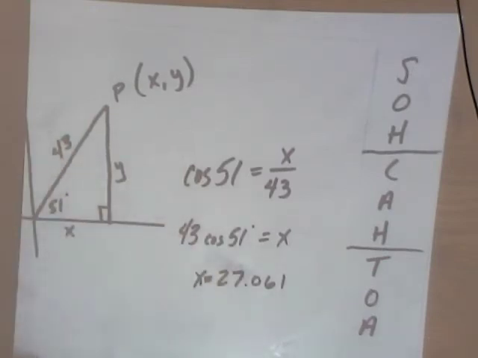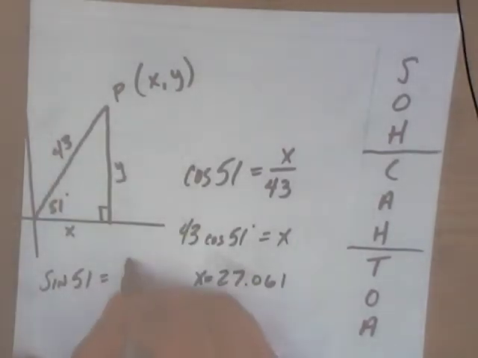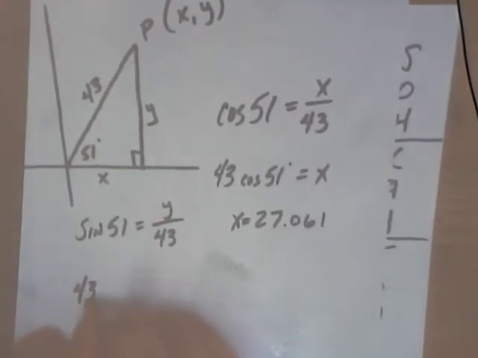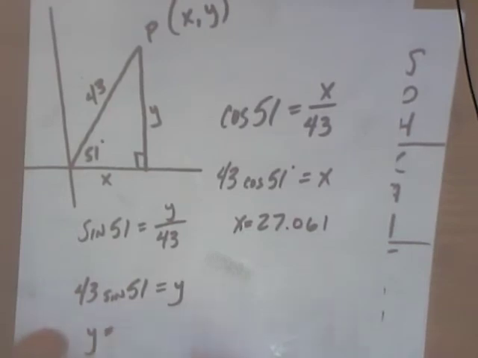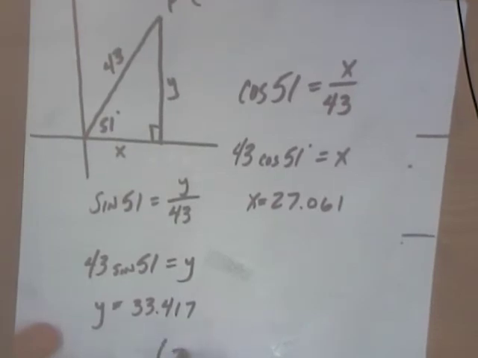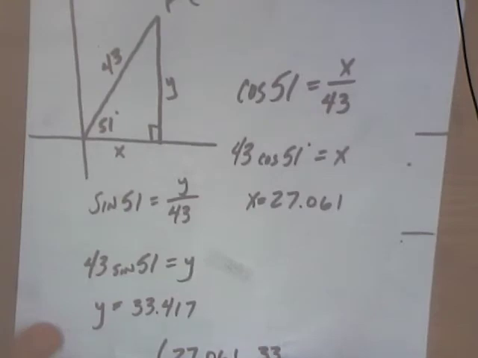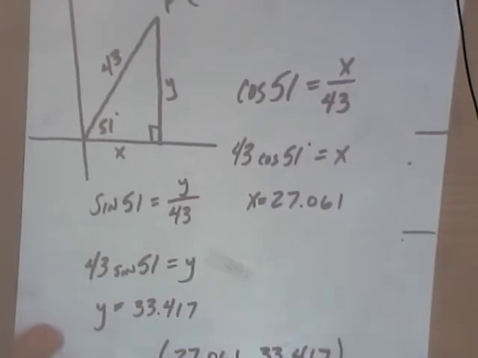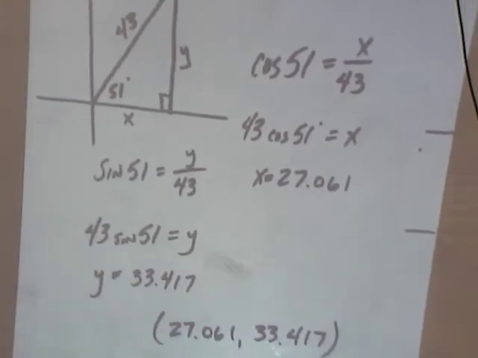Opposite, right? And a hypotenuse. Which trig function uses opposite and hypotenuse? Sine. So sine of the angle equals the opposite over the hypotenuse. So y over 43. So 43 times the sine of 51 degrees is equal to y. Y is equal to about 33.417. So the final answer is 27.061, 33.417. Any questions on number 9?